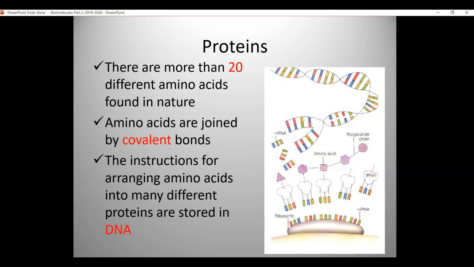There are more than 20 different amino acids found in nature. Amino acids are joined by covalent bonds. The instructions for arranging amino acids into many different proteins are stored in DNA, or our deoxyribonucleic acid, which is another type of biomolecule.